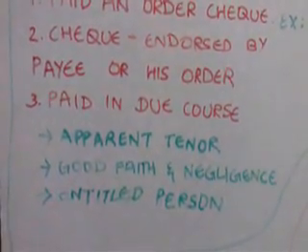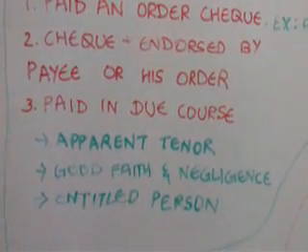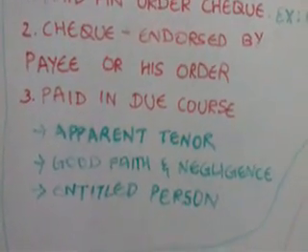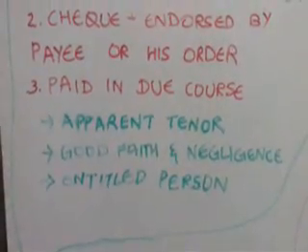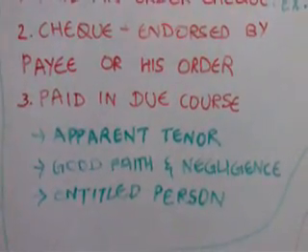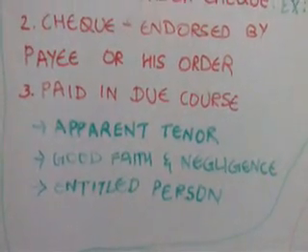Payment in due course has 3 conditions. That is, it has to be in accordance with the apparent tenor of the instrument. The apparent tenor refers to the intention of the parties as it is evident from the face of the instrument. And the check has to be paid in good faith and without any negligence on part of the banker. And the check has to be paid to the entitled person, that is, the person who is entitled to receive payment.